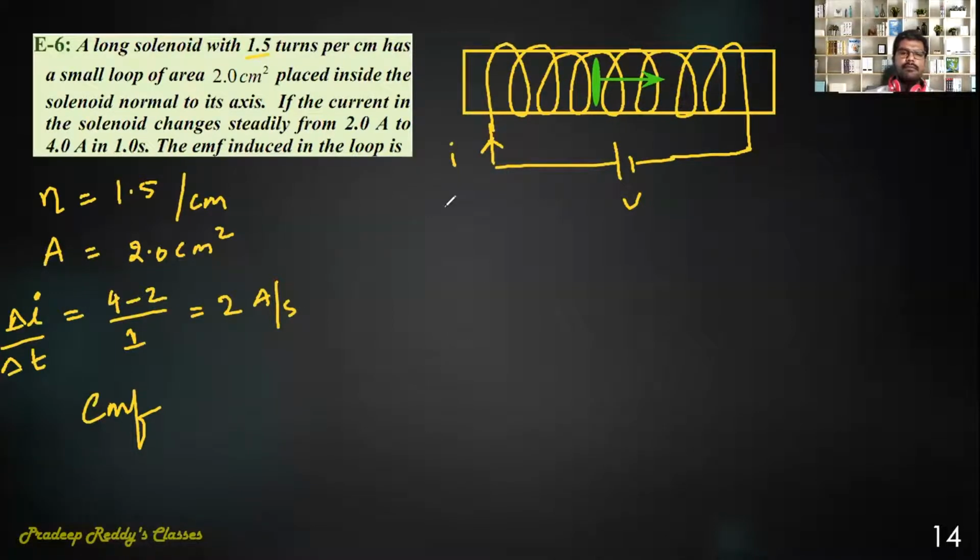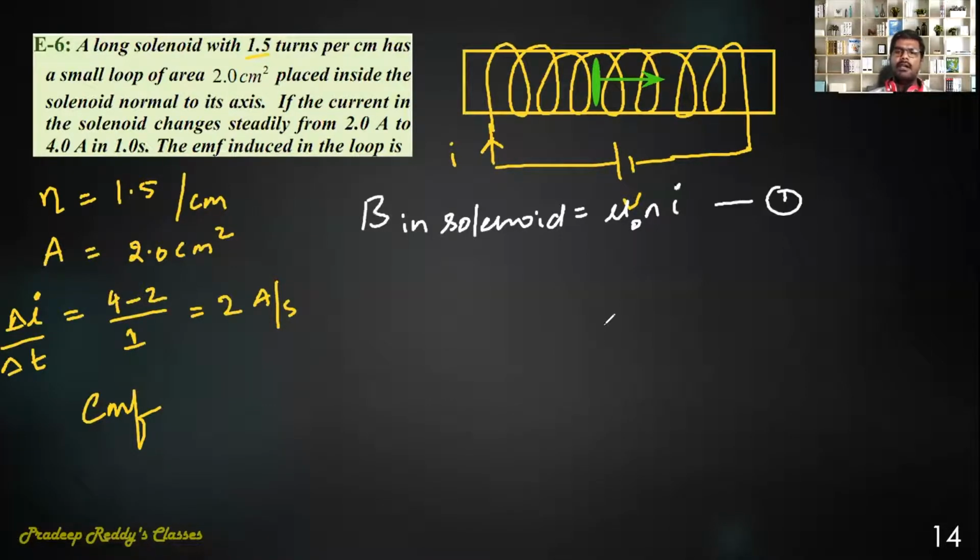So as we know, the magnetic field developed in a solenoid is equal to mu naught N I, where N is the number of turns per unit length, I is the current in the circuit, and this is the magnetic field due to the solenoid. Let me take this as equation number 1. I want to now calculate the EMF developed within the coil. See, we are placing one coil here. This is the coil.